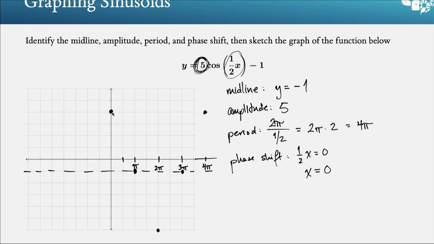And then we draw our cosine curve. Doesn't have to be perfect. Just make sure it kind of looks like that wave. And then kind of go from there. And that's our graph for cosine.